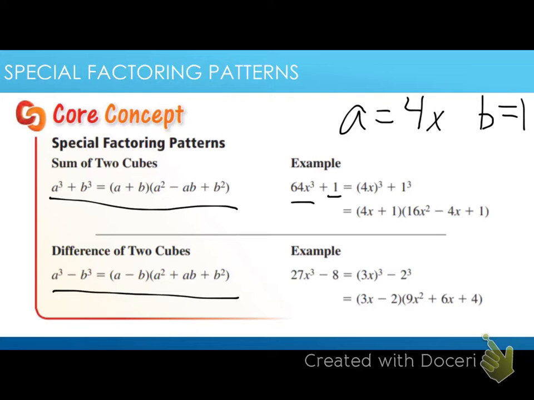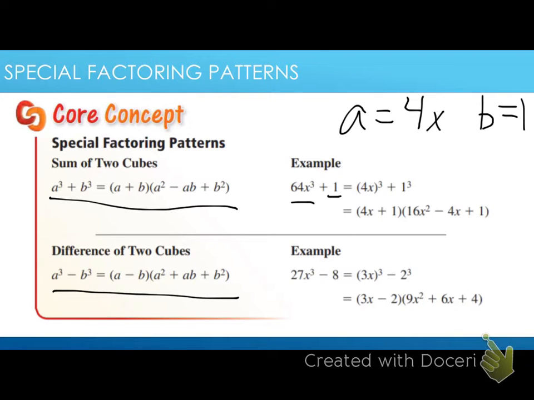So identify a and b. I can then plug those into the formula. So I get 4x plus 1. That's what they have right here. Times 4x squared would give me 16x squared. Minus a times b. 4x times 1 is 4x, so minus 4x. Plus b squared, 1 squared is just 1. So that's just me plugging these values into that formula. Does that make sense?